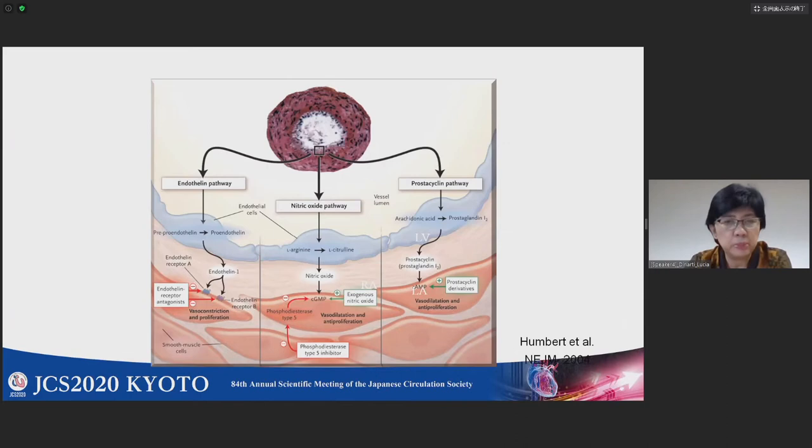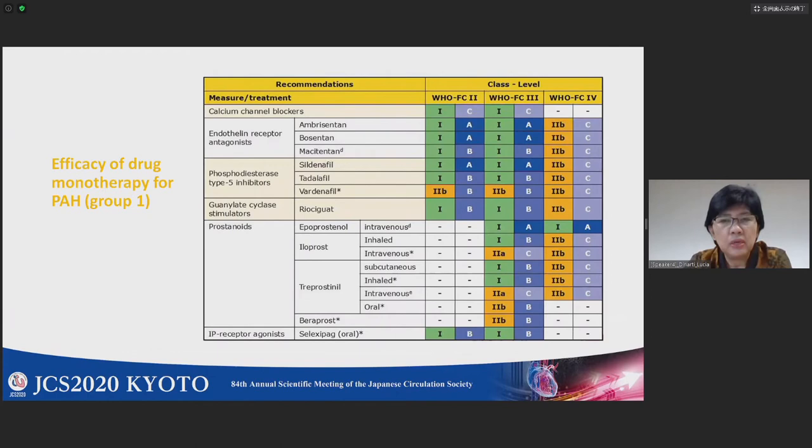From these three pathways, there are currently 12 drugs specific for pulmonary arterial hypertension: endothelin receptor antagonists, PDE5 inhibitors, prostanoids, and also IP receptor agonists. And we can see here that the class of recommendation varies between the drugs. And how about PH in Asia?